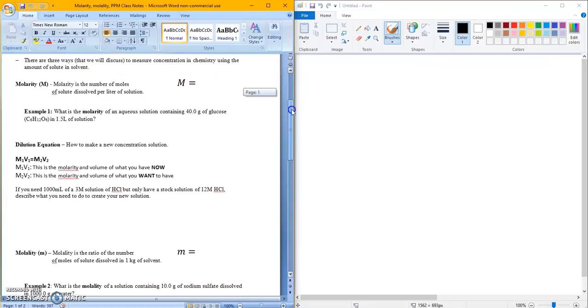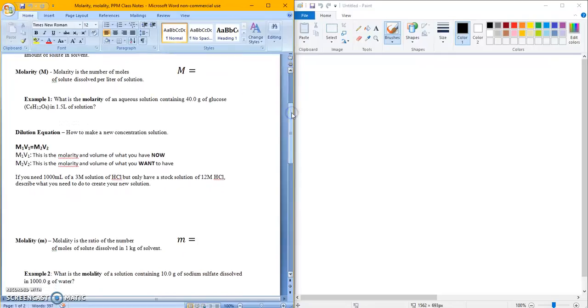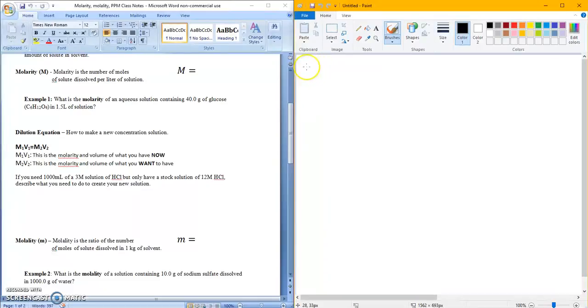Alright, so today what we're going to learn about is the three different ways that we're going to talk about for talking about how strong a solution is. Alright, so molarity is something that we use for solutions. If you remember during one of your labs you had 3 molar HCl and you guys were kind of wondering, well, what the heck is that? It was a ratio. It was just telling you how strong that HCl was.